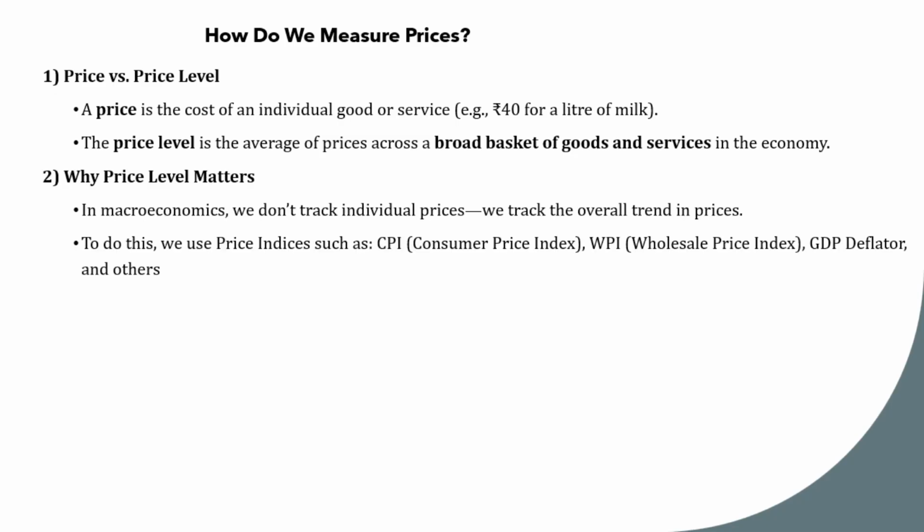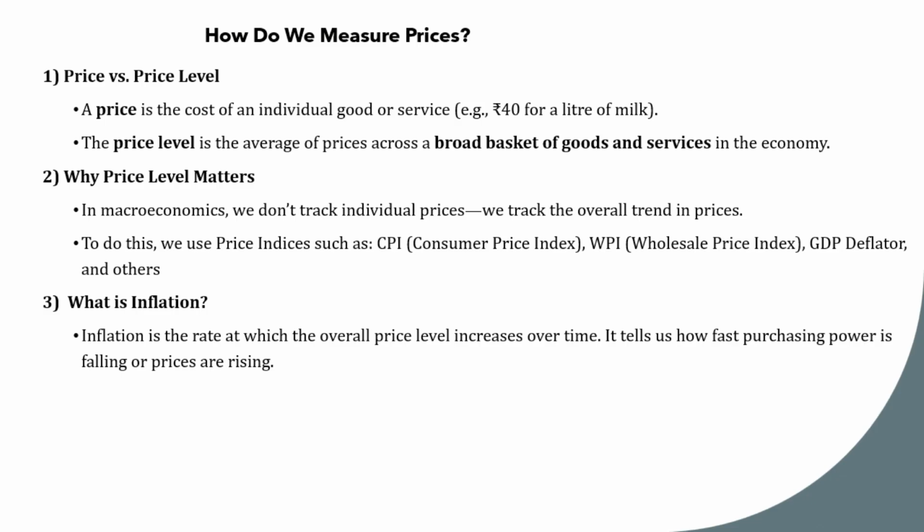Why does it matter? In macroeconomics, we don't track individual prices because we are dealing with aggregate indicators. Here we track the overall trends in prices. To do this, we use price indices such as consumer price index, wholesale price index, GDP deflators, and others. In this context, let's start with defining inflation. Inflation is the rate at which the overall price level increases over time. It tells us how fast purchasing power is falling or prices are increasing.